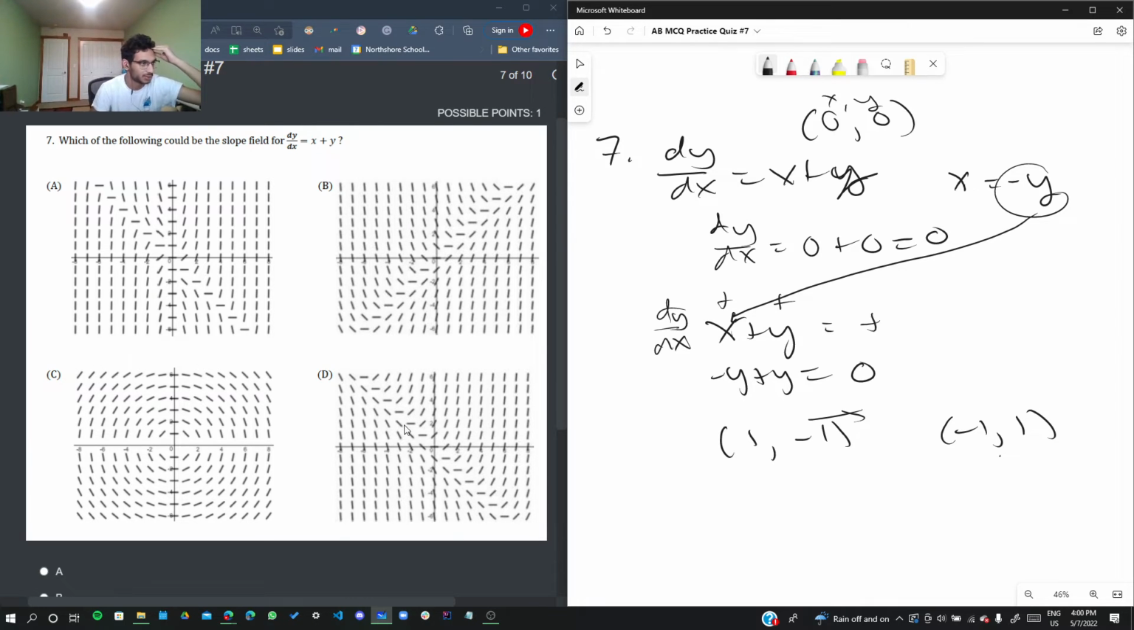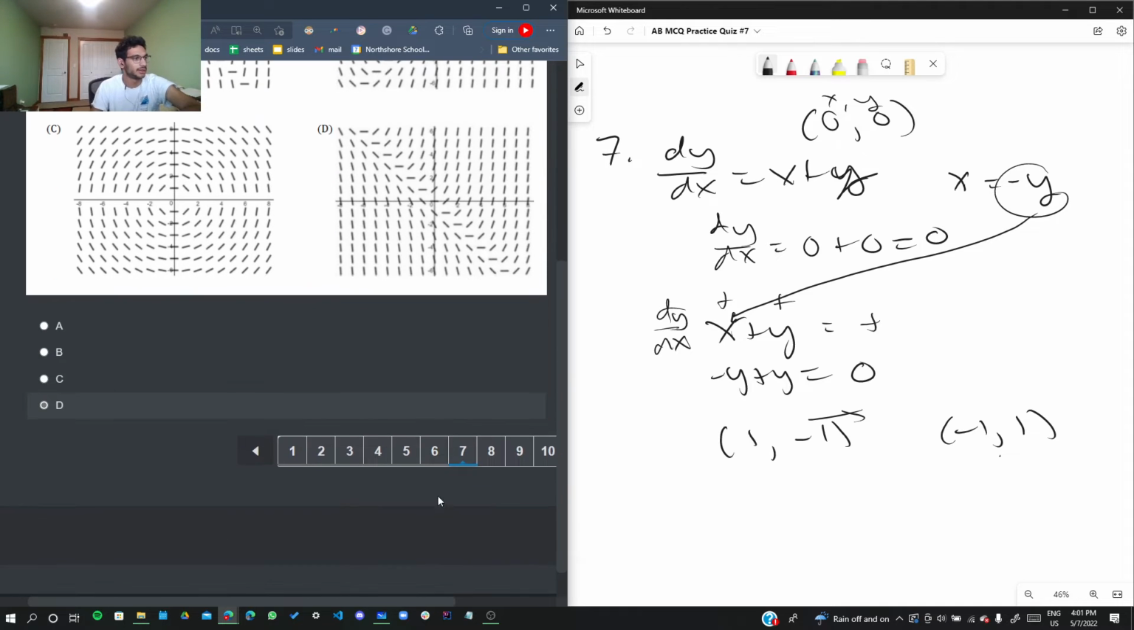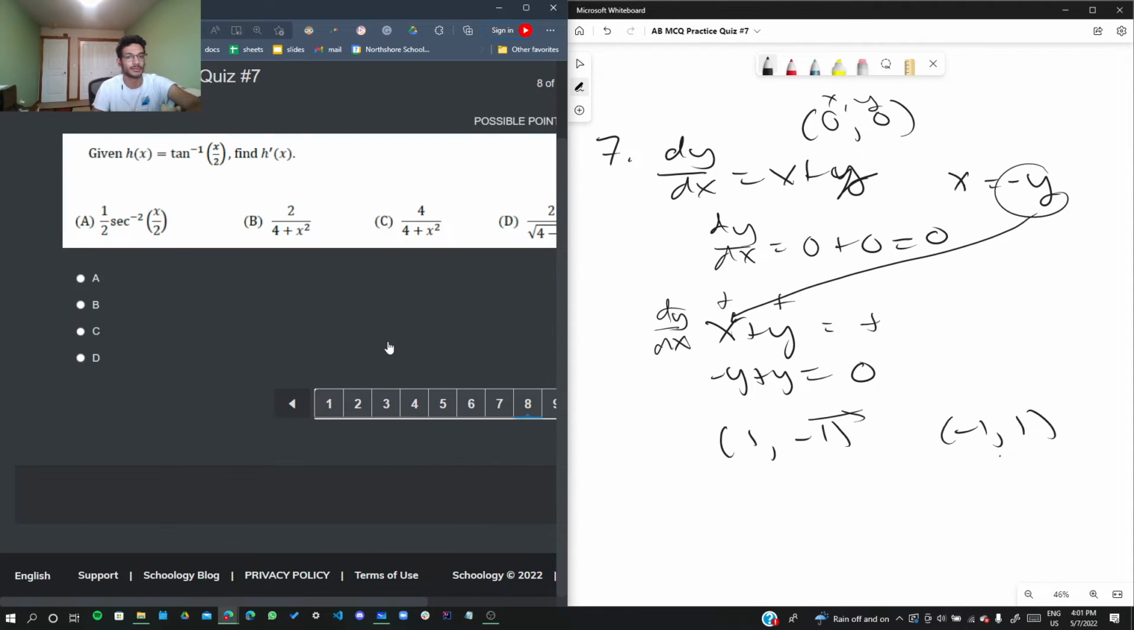So like you have -2 plus 2, 0, slope is 0, perfect. And then you have something negative, add those together, you have a negative slope, and then 0, slope is 0. So it has to be d. Yeah, see, it's just reasoning your way through.